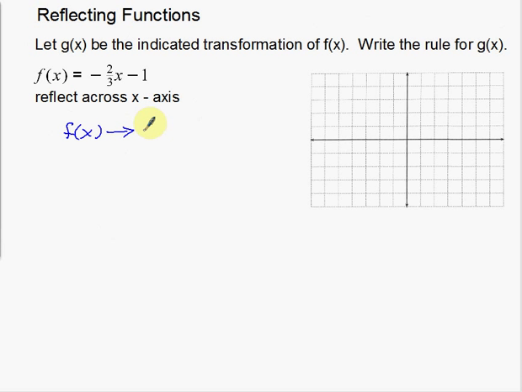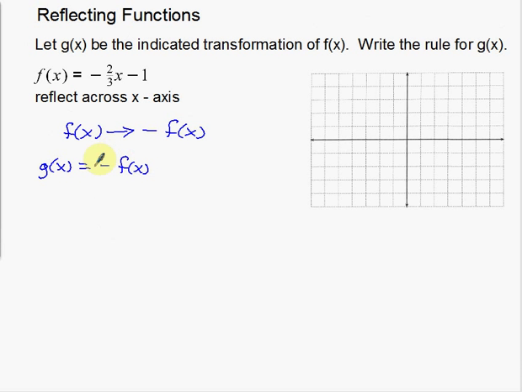So what I'm going to do is take a negative times my entire function. A negative times the entire function. That's what happens when you reflect something across the x-axis. So that's what the notation looks like, so let's look at the actual functions. My g of x function, the new one, is simply going to be the old function, except I'm going to multiply everything times a negative.